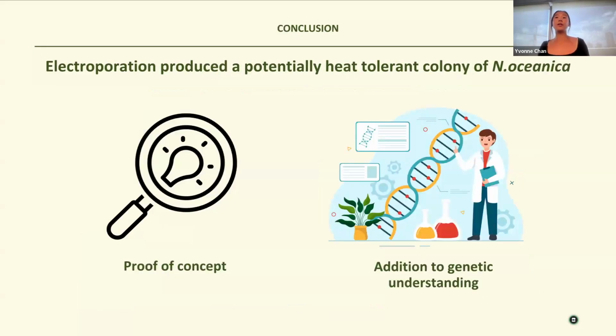Now then, all in all, the overall finding of my research was that I produced a potentially heat-tolerant colony of the Nannochloropsis. And there are several implications to this, two of the main ones being that it's a proof of concept. In the literature, there is a minimal amount of research that combines the use of electroporation and random mutagenesis in order to produce a heat-tolerant strain of marine microalgae. However, the fact that I was able to create and produce this potential colony with this desired phenotype shows other researchers that this is a method that can be used to produce different phenotypes.